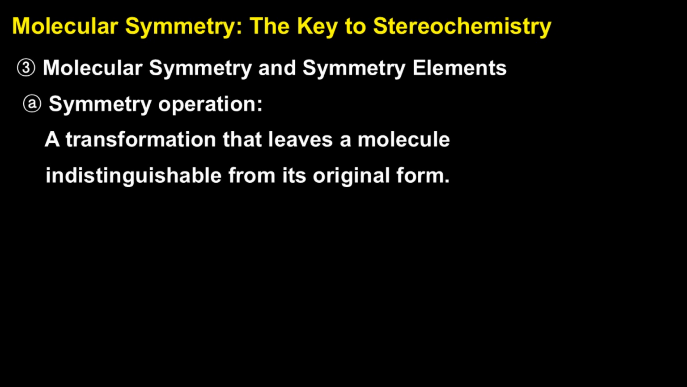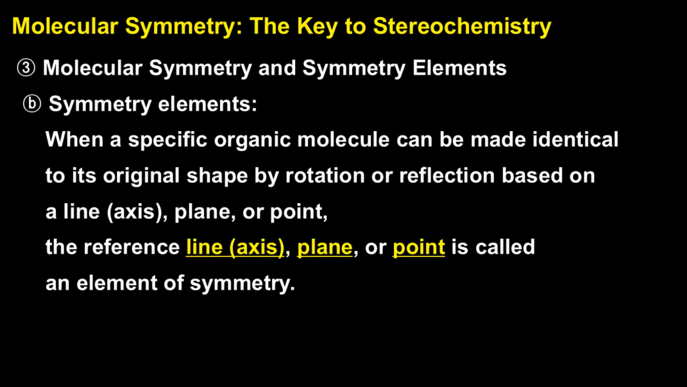To really get symmetry, we've got to talk about two key ideas: symmetry operations and symmetry elements. So, what's a symmetry operation? Basically, it's any transformation that leaves a molecule looking exactly the same as it did before. Think about rotating, reflecting, or even flipping a molecule. If it still looks identical after you do that, then you've performed a symmetry operation. It's like giving the molecule a little makeover. But when you're done, it still looks just like it did before.